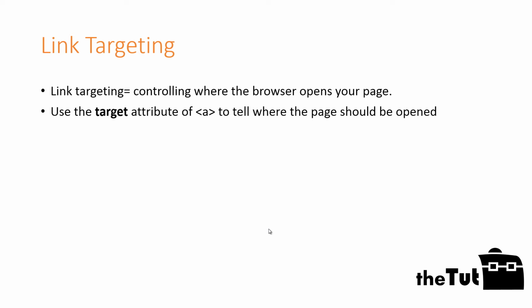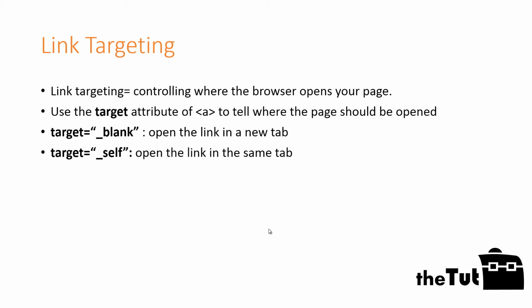1. _blank. It means open the destination page in a new window or tab. 2. _self. It means open the destination page in the same window or tab as the current document. Consider this example below that tries to open Google in a new tab.